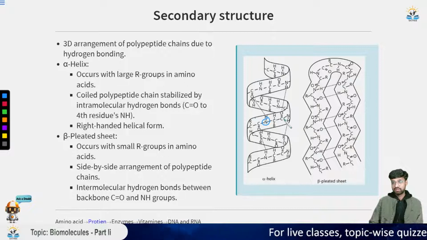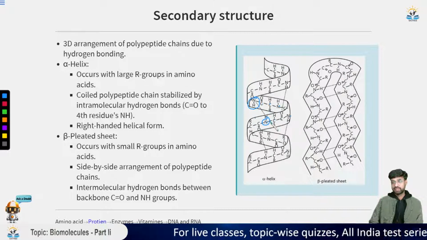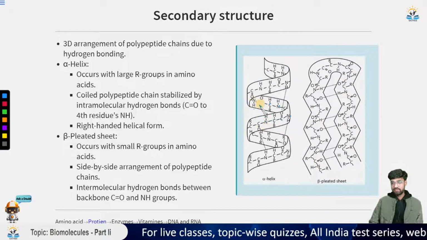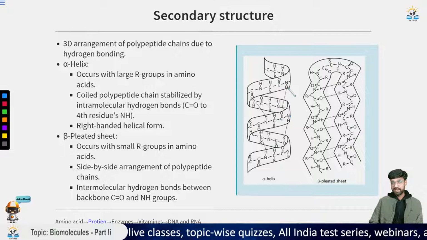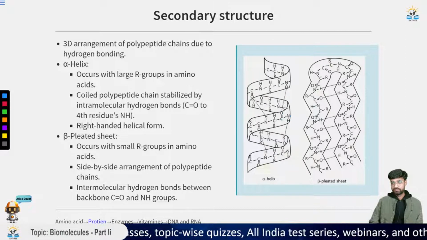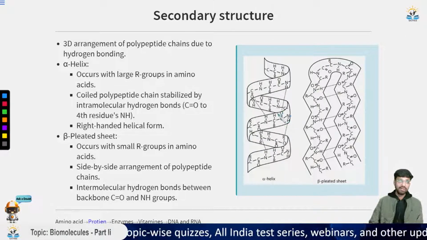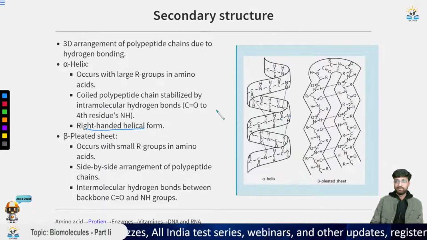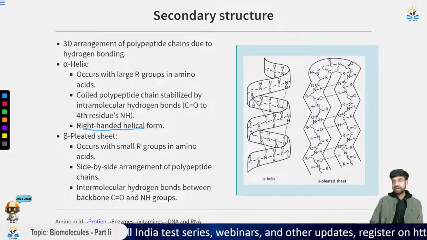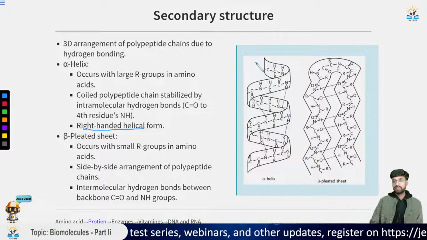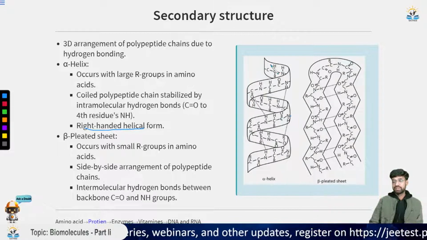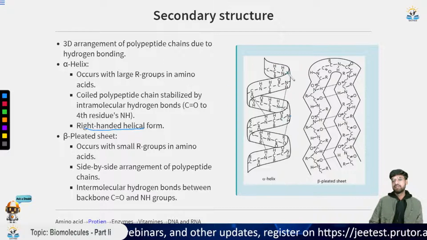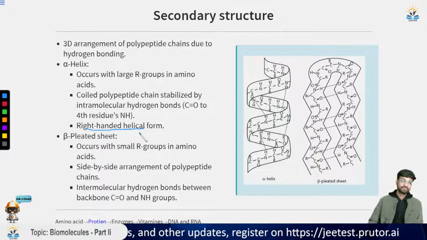So this is 1, this is 2, this is 3 and this is 4. In this way they both are connected. Again we have one more connection between NH and C double bond O. So this is the alpha helix. Now it is a right-handed form, which means if you grab a rod with your right hand, the fashion in which your fingers go is the same fashion in which the alpha helix has its structure.